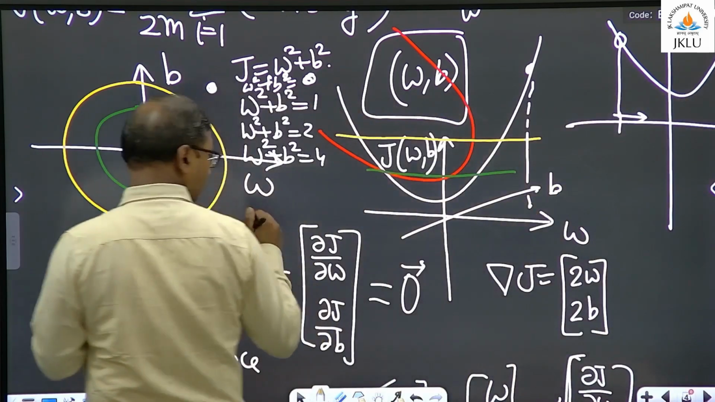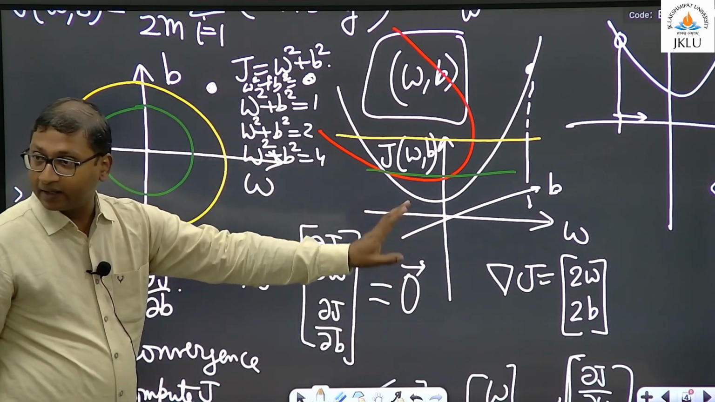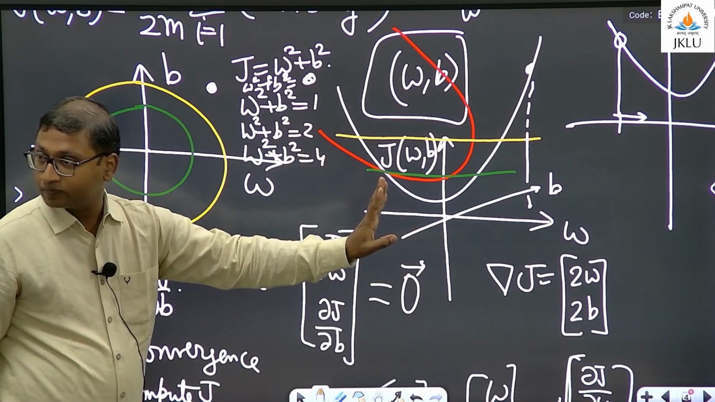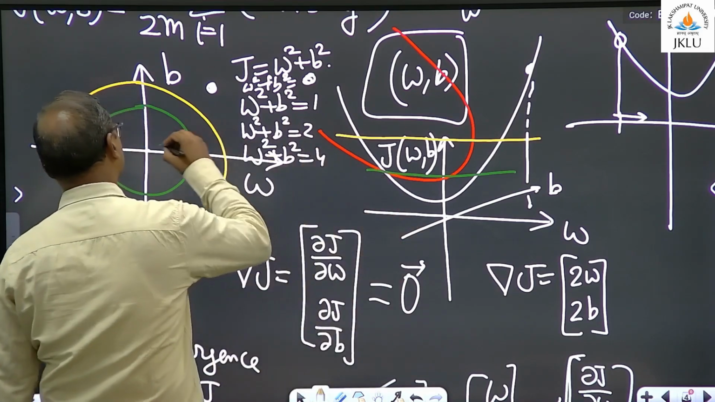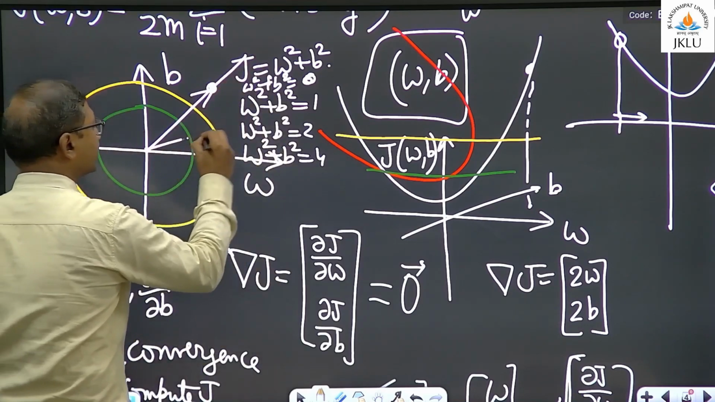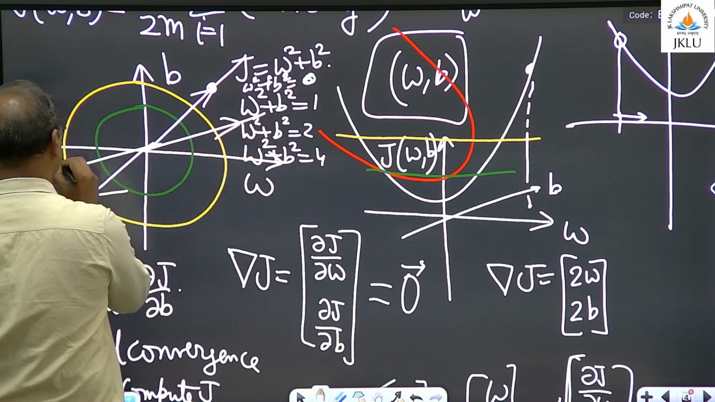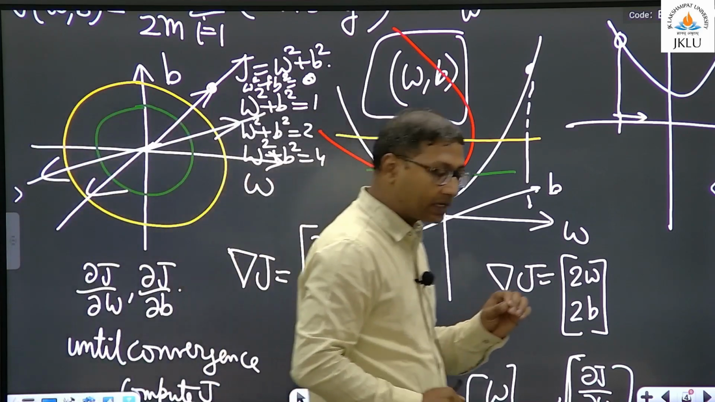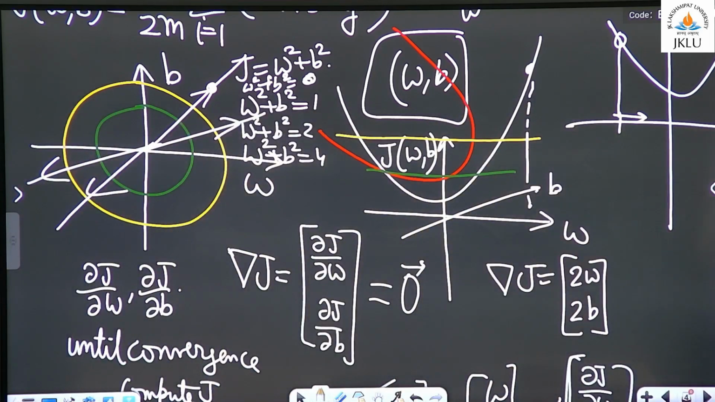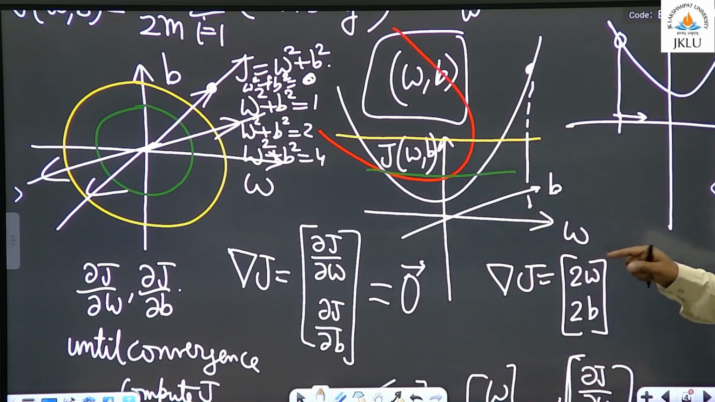So no matter what w, b, whatever I take, the vector passes through 0 comma 0. So this is one such vector. This is one such vector. All these vectors that pass through 0 comma 0 and are perpendicular to these concentric circles, they are represented by this one. Make sure you understand this, right?